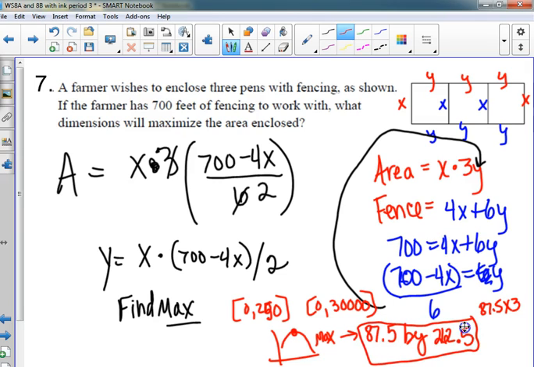Okay. That was a disgusting question, yes? There's not one like that on the first summative. How did I get 262.5? The dimensions were x by 3y. X by 3y.